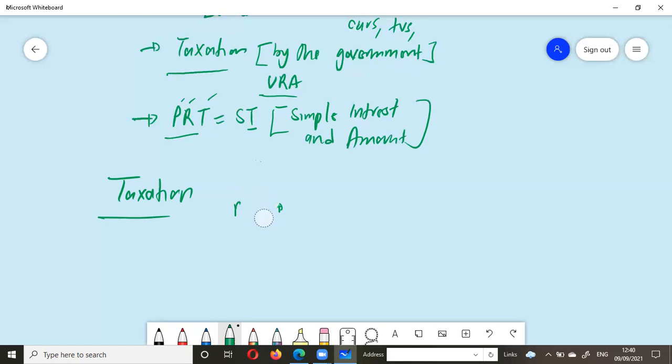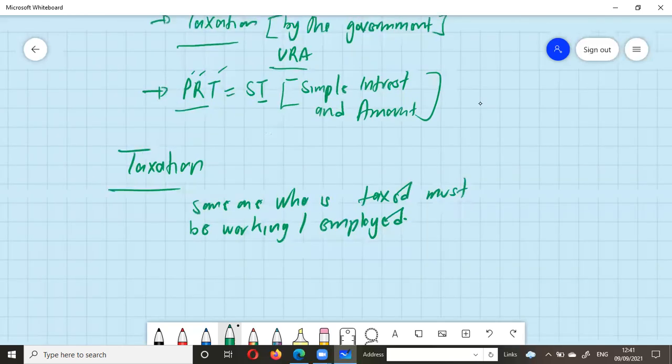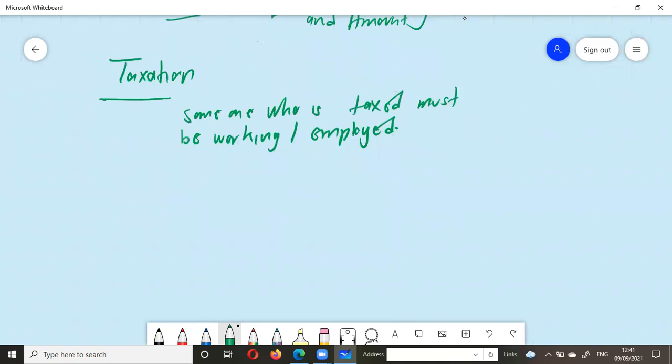So that means someone who is taxed must be working, must be employed out there. So if you are employed, you are supposed to be taxed. But there are some things people cater for. If you are employed, you are given some money, isn't it?